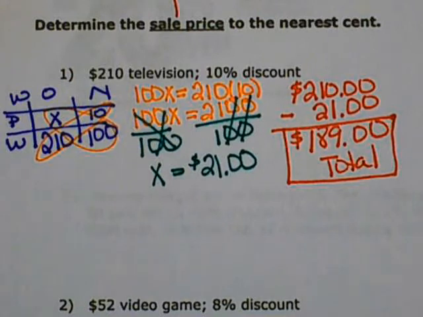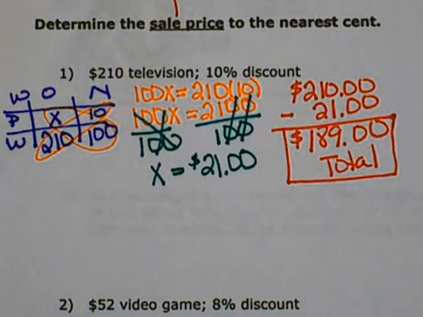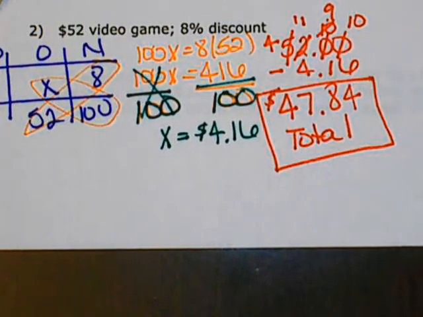Let's see if you can try number 2. You should have gotten $47.84. Take a moment to make sure you have all the steps written down.